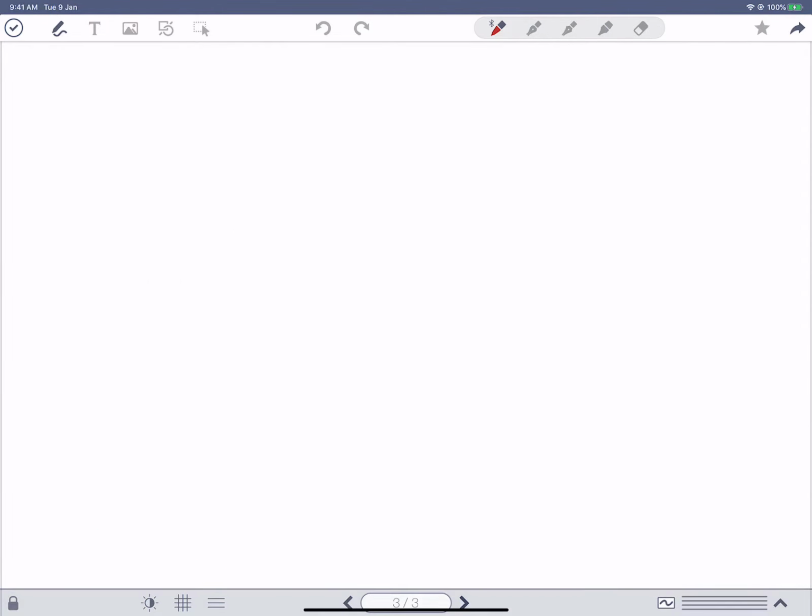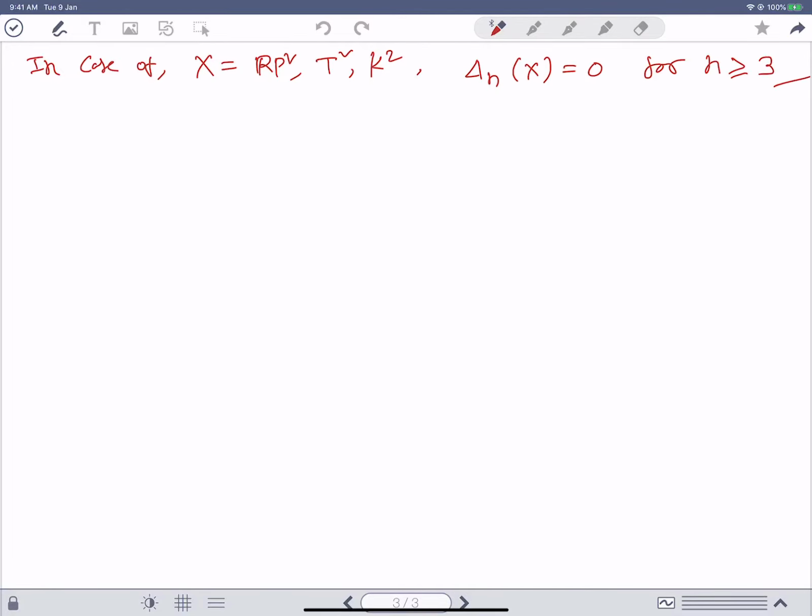Or we can write that in case of X equal to RP2, torus or Klein bottle, we can see that Delta_n(X) equals 0 for n greater than or equal to 3. Fine. Okay, so this is just an example.